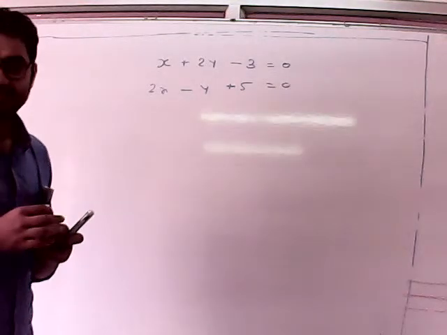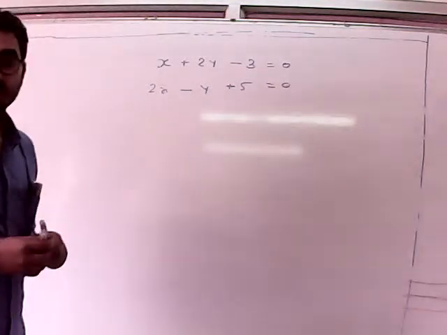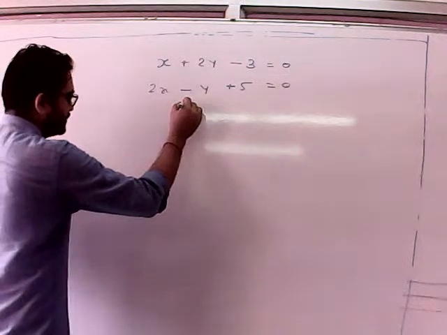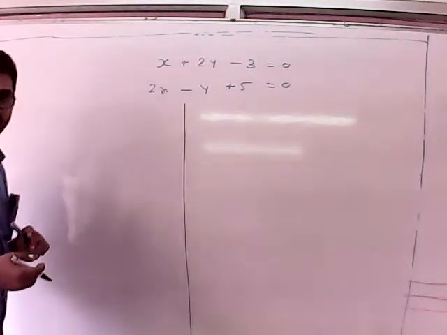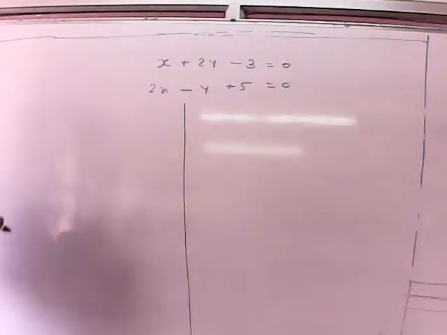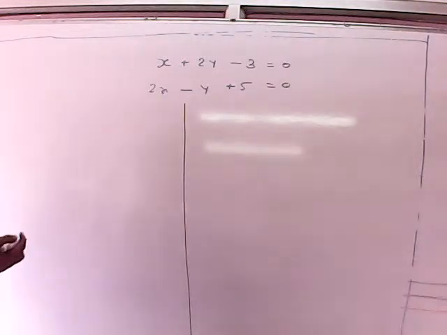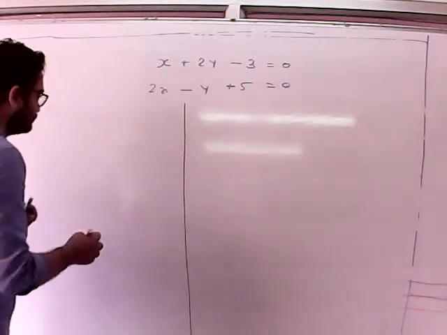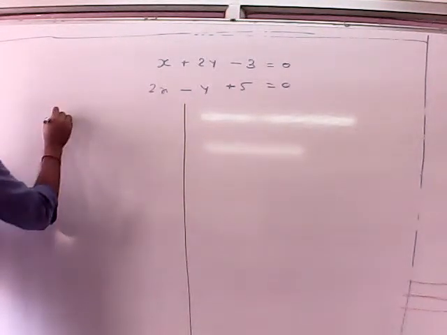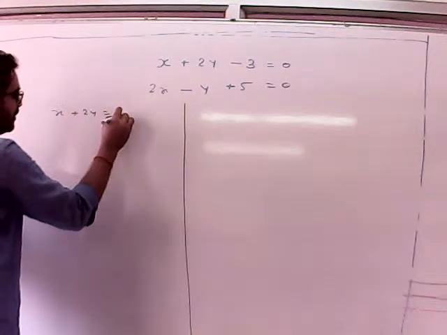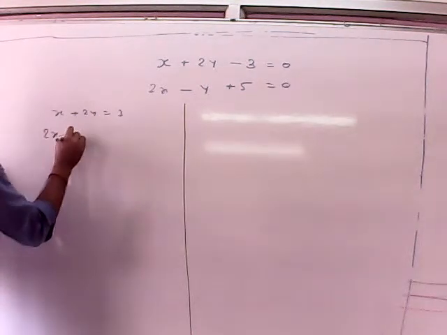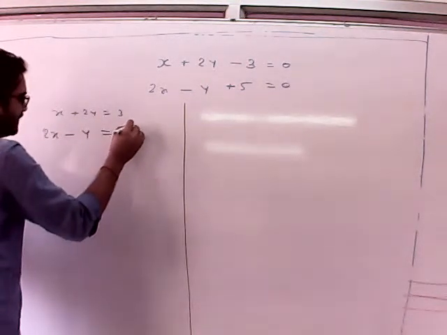Now we will be solving these equations by two methods. One is the elimination method and another is the substitution method. So I am making the part of two sides of this board. One side I will be using the elimination method and another side I will be using the substitution method. Okay. Now let us do that. So x plus 2y is equal to 3. 2x minus y is equal to minus 5.